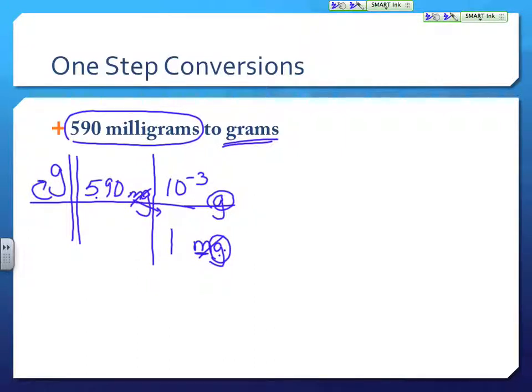I multiply across the top, so if I take 590 and I take it times 10 to the negative third in your calculator, you're going to get 0.590. Divided by the bottom, which is only 1, so therefore you have 0.590. Remember, a number without a label is not good enough. You look back to where we were going, our label needs to be in grams. All numbers have to have a label.